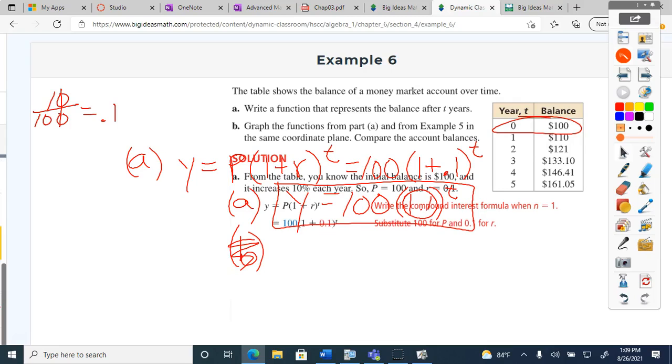Now how much do we have? We took that and multiplied it times 1.1, and now we have that much. Then we took that and multiplied it by 1.1, and now we have that much. Then we took that one and multiplied it times 1.1, and finally on year 5 we got $161.05. So in 5 years, out of that $100, we've made $61.05 so far.